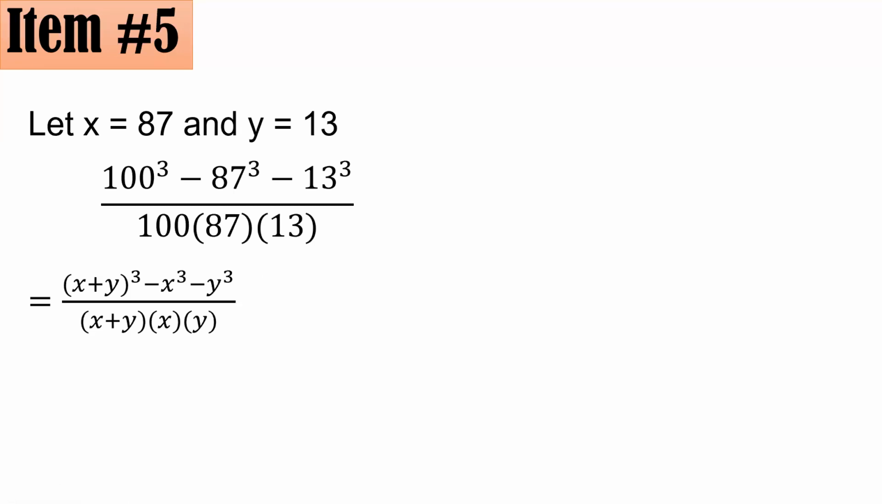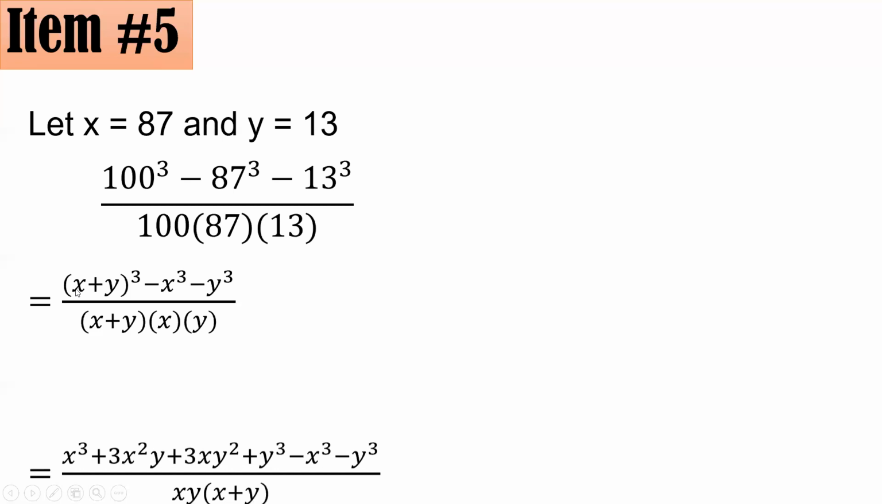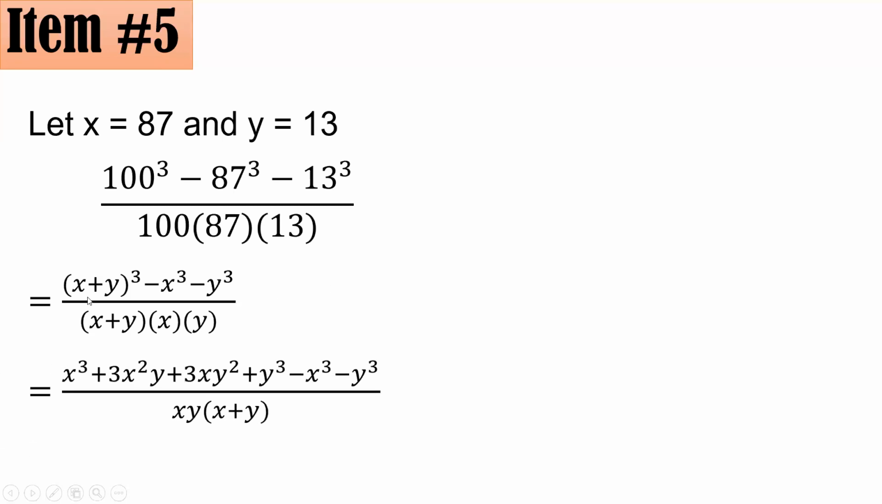And take note, if we are going to use the binomial theorem, X plus Y quantity cubed could be simplified as X cubed plus 3X squared Y plus 3XY squared plus Y cubed. Then I just copied the rest of the numerator. For your denominator, I just rearranged. X times Y is XY times this binomial, which is X plus Y.